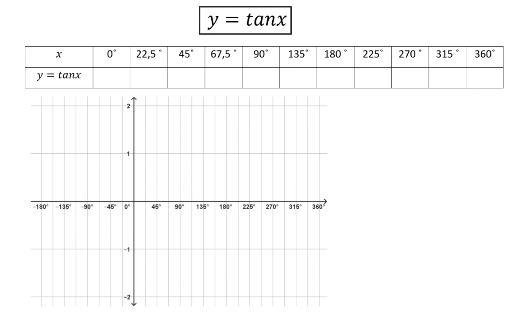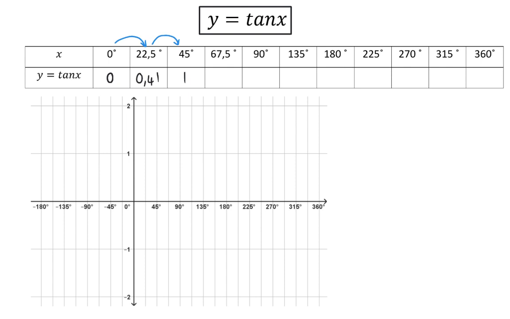Next, we're going to have a look at the mother graph for tan x. And here you can see that the increments in my table are different to the previous two. Here we increase by 22.5 degrees each time. Starting off with the first one, tan of 0 is 0. Tan of 22.5 is 0.41, and tan of 45 is 1.